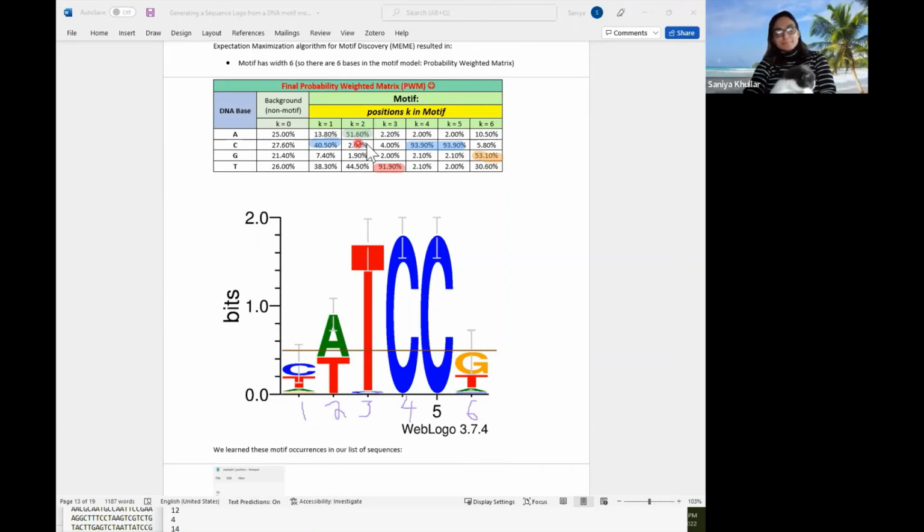Probably not snowing. But in this case, it could be rainy, sunny, or snowing or something else, right? So there's a little bit more uncertainty here. That's why this height is lower. So that's a key thing to note. So that's how we generated the sequence logo for this.